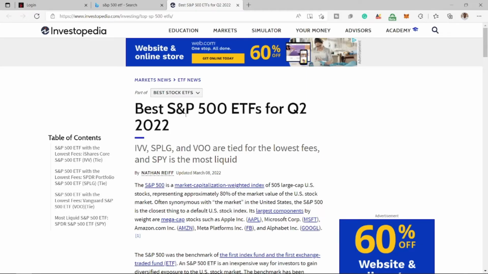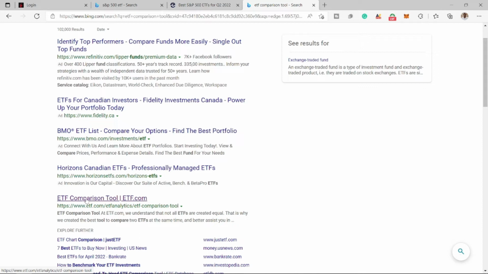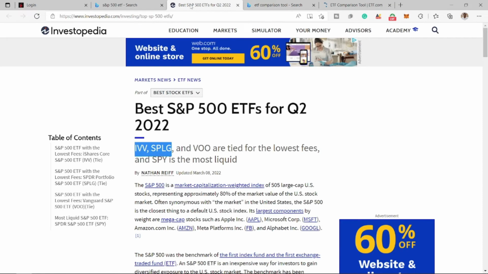So let's take a look at some of the ETFs that track the S&P 500. And here it lists some of the best S&P 500 ETFs for Q2 of 2022. So you have IVV, SPLG, and VOO. And you also have SPY, which is the most liquid. The next thing we're going to do is make a comparison. So we're going to be using the ETF comparison tool to compare the two ETFs. They are IVV and SPLG.